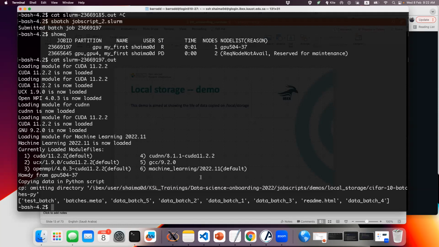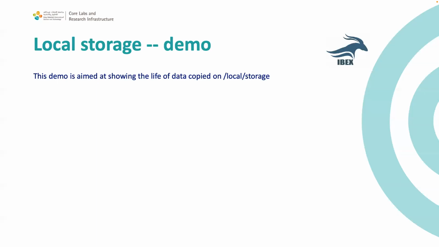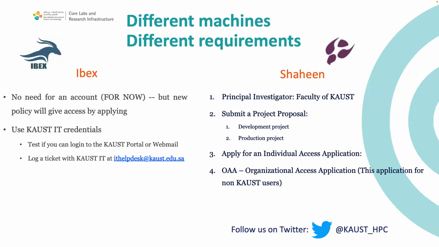All right. Okay, back to this. All right. So this was basically a very quick overview. If you want to use Ibex or Shaheen, there are two different computers. They have different kinds of access. If you are here in KAUST and you have IT credentials, you can use Ibex by default. You just have to tell the guys from IT to activate your credentials, and that's it.